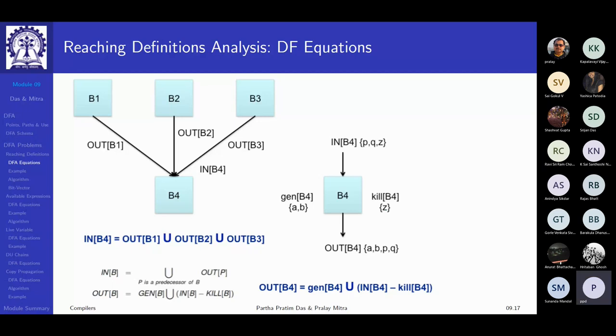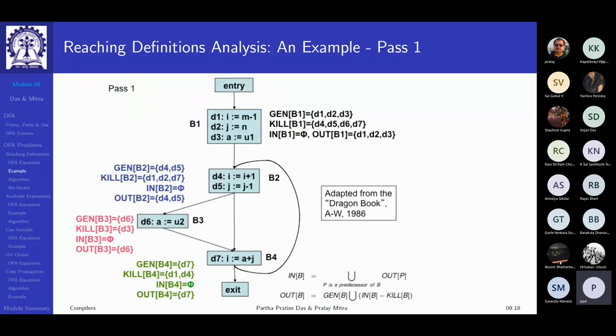So I hope you understand the data flow equations for reaching definitions now. Let us quickly take a look at an example. This is a small program. It does not do anything meaningful. It's just for the purpose of illustration.